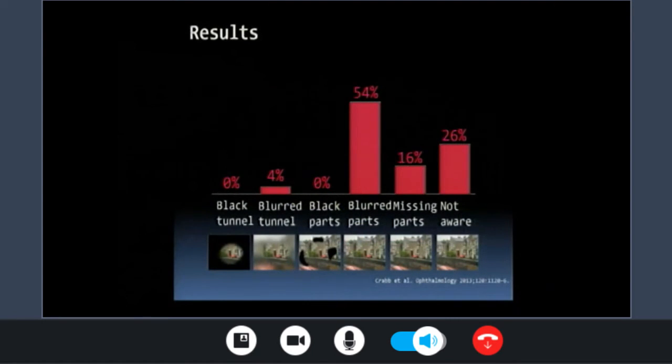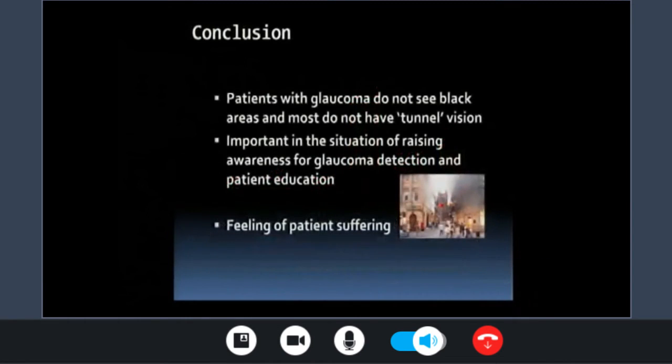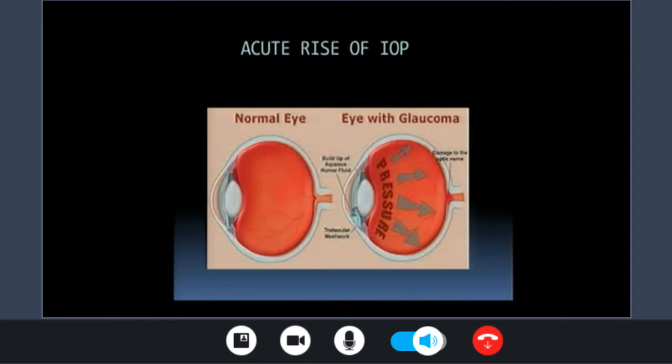The result, as you can see, is far from what we believe: the blurred parts and the missing parts were chosen more than the black tunnel and the black parts we believe are common. So patients with glaucoma don't see black areas and most don't have tunnel vision. It is important to raise awareness of glaucoma detection and patient education, and to let us feel the patient's suffering. What about acute rise of intraocular pressure?